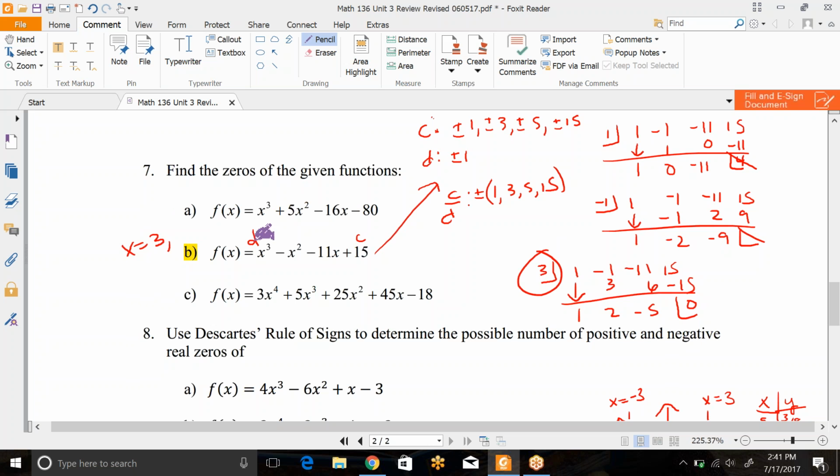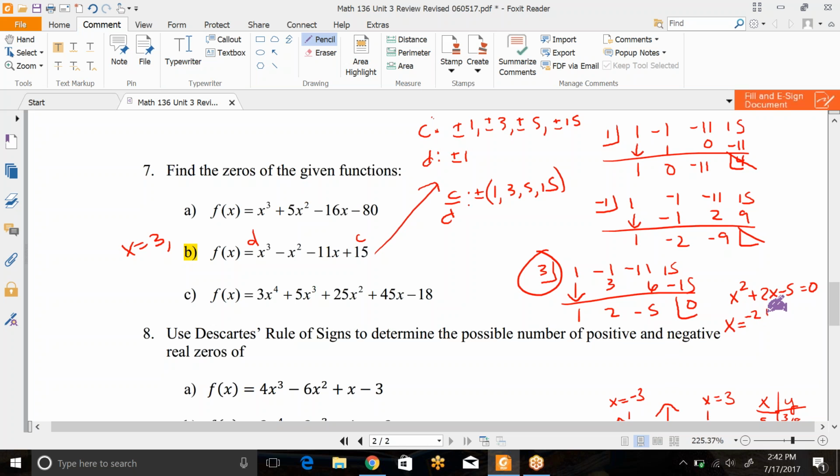This is going to be quadratic now, because when you go from x cubed and do synthetic division by a power of x to the first, you get 1 power less. So this is x squared plus 2x minus 5 equals 0. And we would want to see if that factors. It does not look like it does, so we would do the quadratic formula.